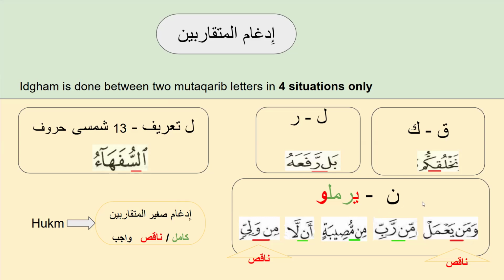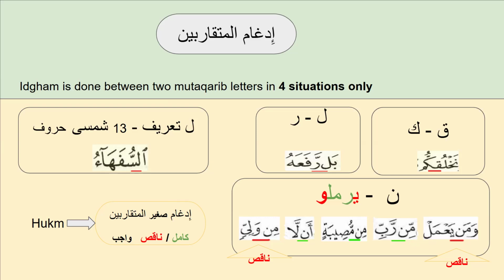It is naqis when the noon is meeting the ya. It's not a complete merging because noon has a gunna, which will stay. It will not be merged. Noon as an oral makhraj will be dropped and it will merge into the ya, but its gunna will stay. So when we're reading this, we read it with the gunna. وَمَن يَعْمَلْ. So this idgham saghir mutaqaribain would be naqis. We'll say idgham saghir mutaqaribain naqis wajib.